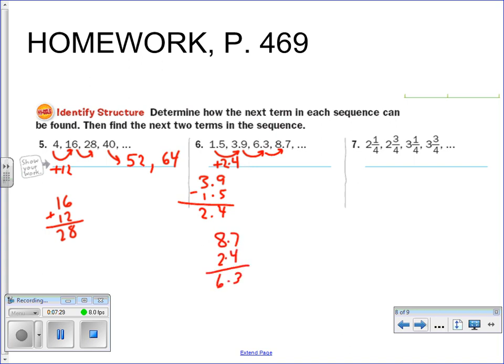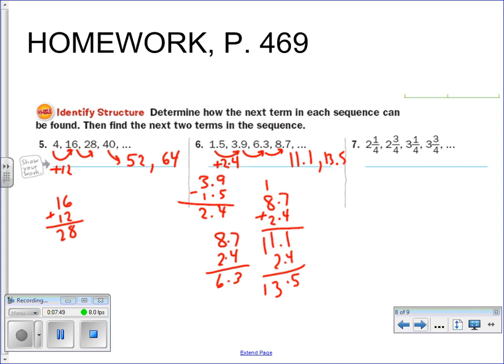So that's what we have to do. So we have to do 8.7 plus 2.4 to get the next term. 7, 8, 9, 10, 11. So 11.1 is next. And then we have to add 2.4 again to get the next term. 13.5. Not too bad.